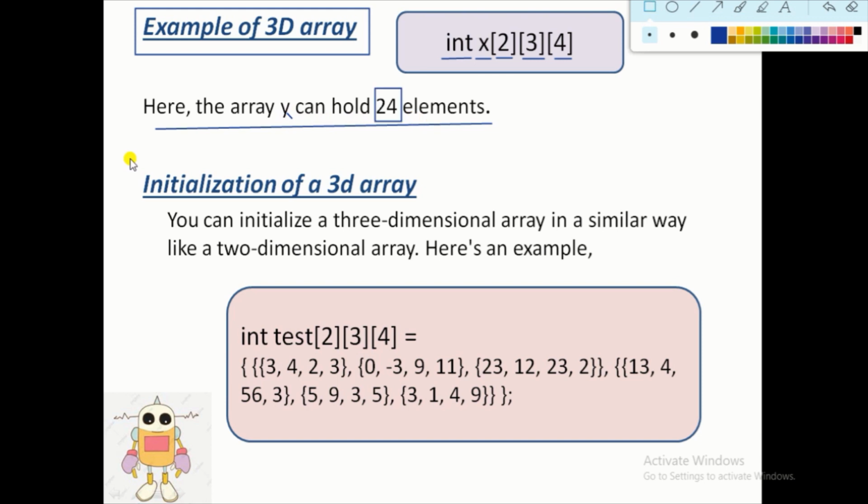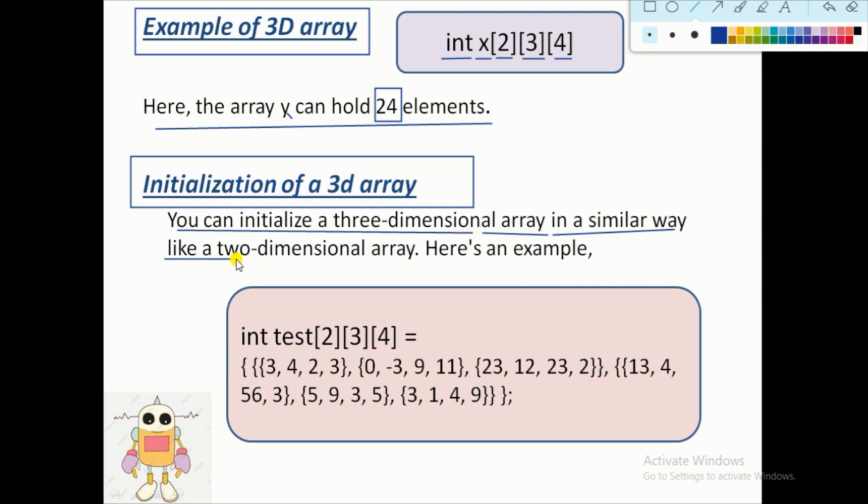Next, initialization of a three-dimensional array. You can initialize a three-dimensional array in a similar way to a two-dimensional array. Okay, it is almost similar. We just put the data type, that is integer type, then put the array name, that is test, and put all the dimensions, that is 2 cross 3 cross 4. We initialize all the values of this 3-dimensional array.